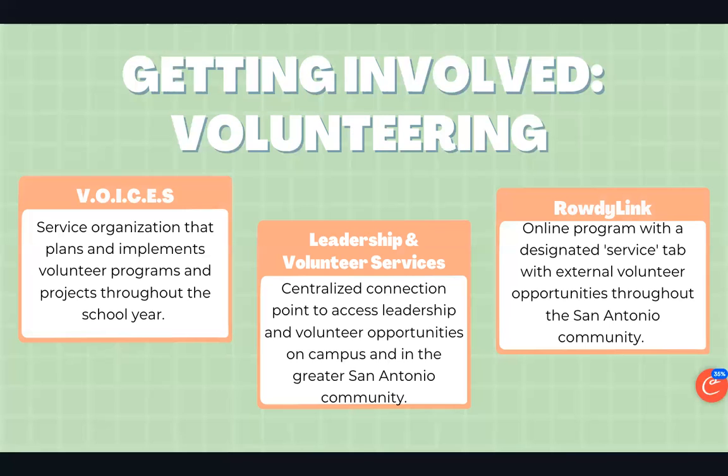Lastly, again, we have RowdyLink. They not only have all the organizations, but they are also an online program with a designated service tab with external volunteer opportunities throughout the San Antonio community. These are events that you would also find on your own if you simply search them on Google, but it's in a centralized location for you already.